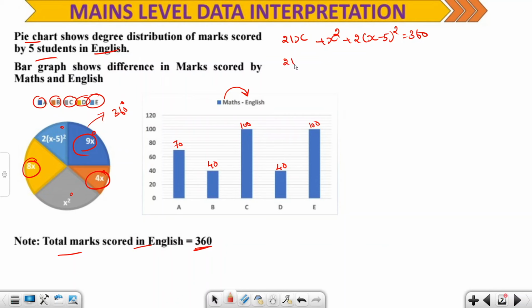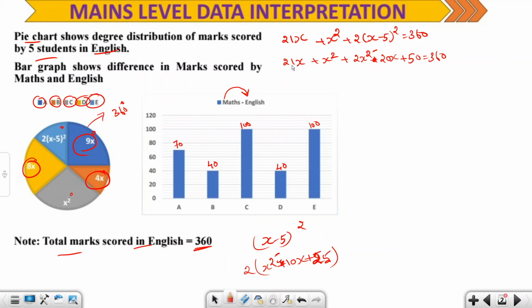So 21x plus x square plus 2x square. How is this 2x square coming? It is simple. What is (x minus 5) whole square? It is x square minus 10x plus 25. Now I want twice that, so 2 into x square gives 2x square, minus 20x plus 50 is equal to 360. Sorry, here it is minus.